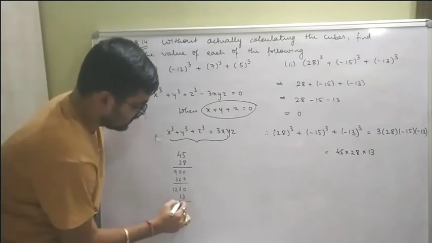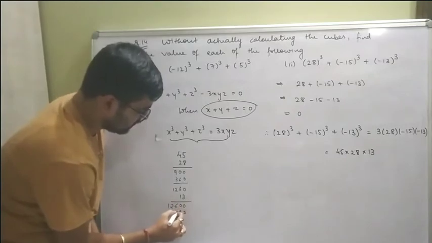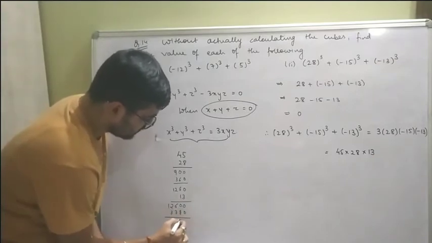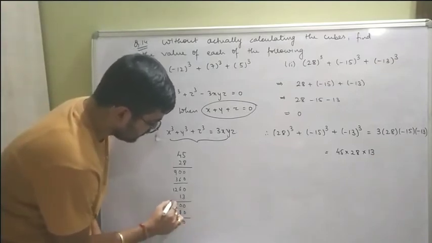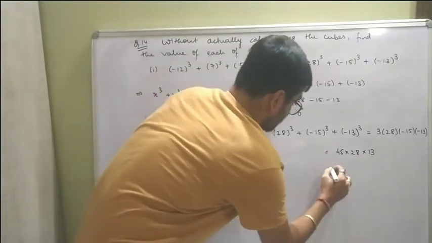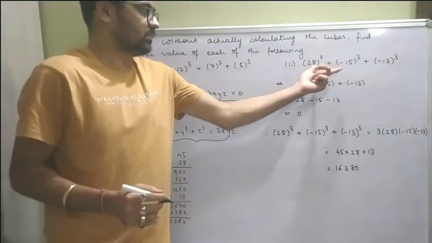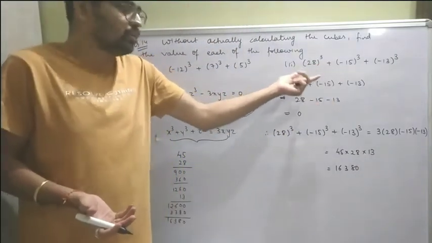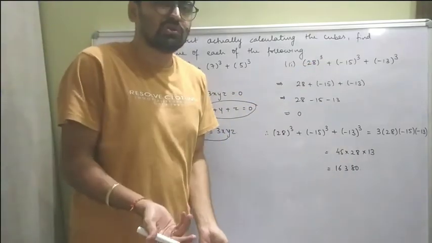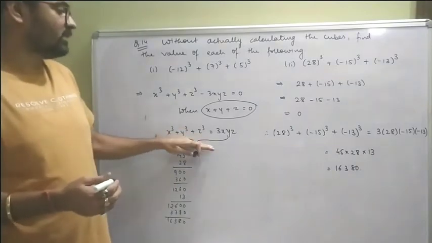So 13 के लिए, 1260 into 13. So I got 16380. Without solving the cubes. If you do go for cubes, आप solve करोगे तो आपको यही मिलेगा. But without solving the cubes, हमें directly answer मिल गया with the help of this identity.